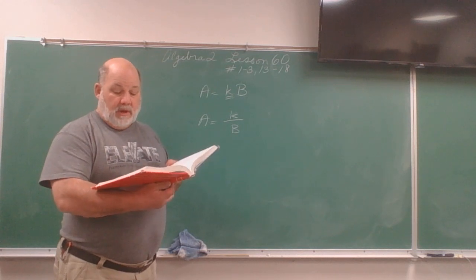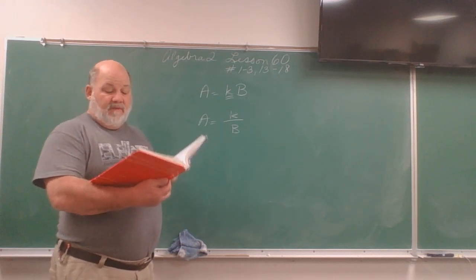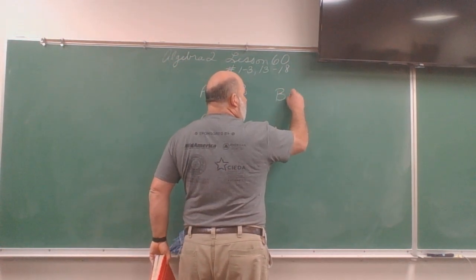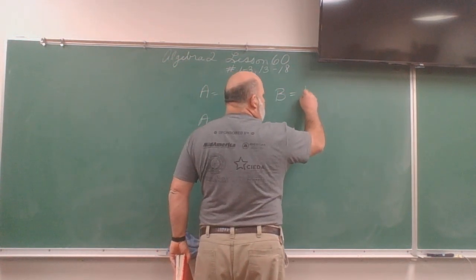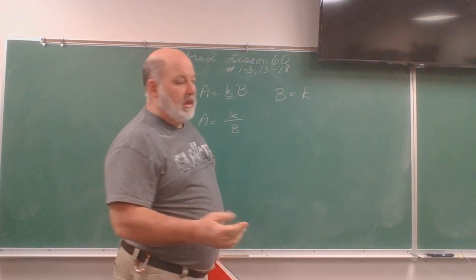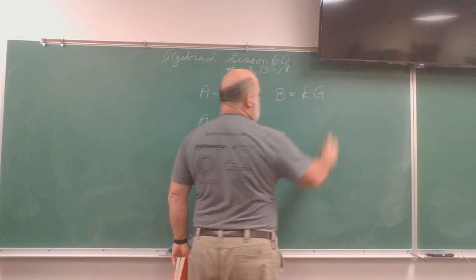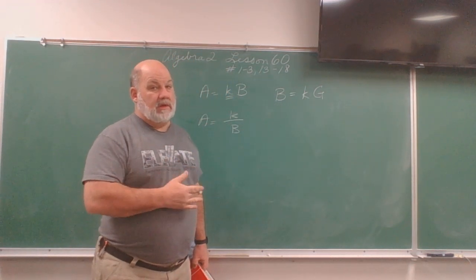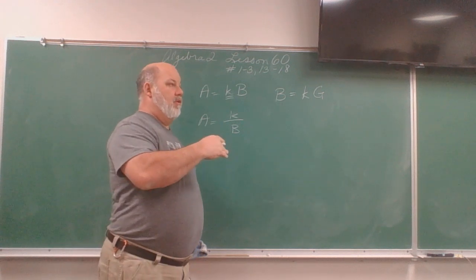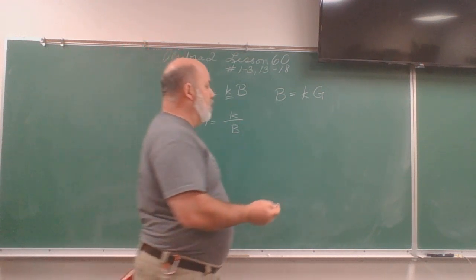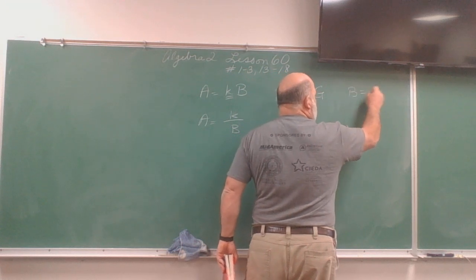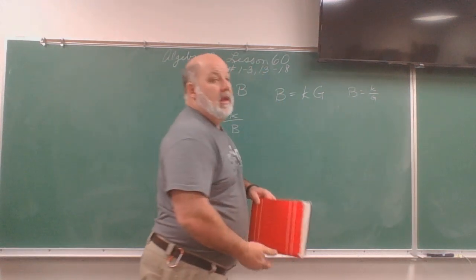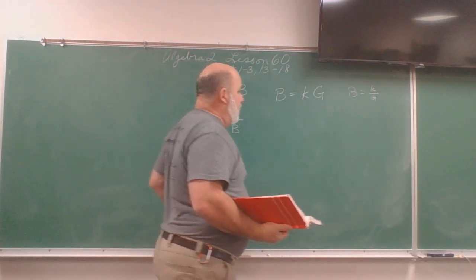It says the number of boys in every classroom of a school varies directly as the number of girls. So the number of boys varies directly as the number of girls. Because it's directly as the number of girls, that G will be on the same line. If they had said the number of boys varies indirectly, or the number of boys varies inversely as the number of girls, that would be B equals K over G. It does not say that though, so let's just go ahead and get that out of the way.